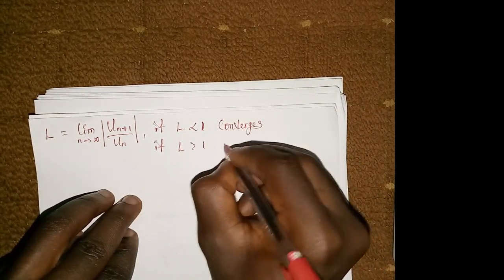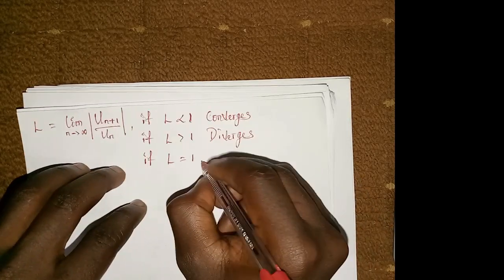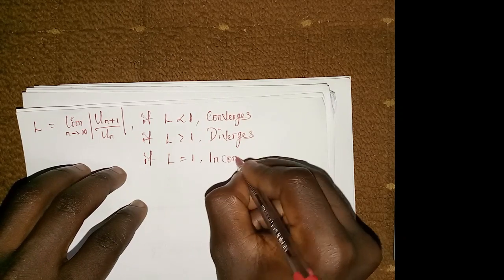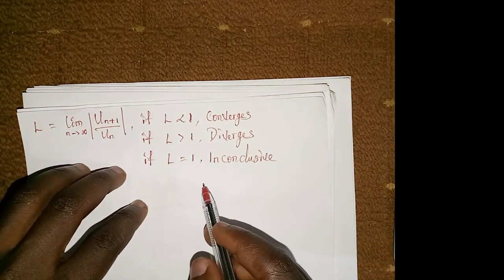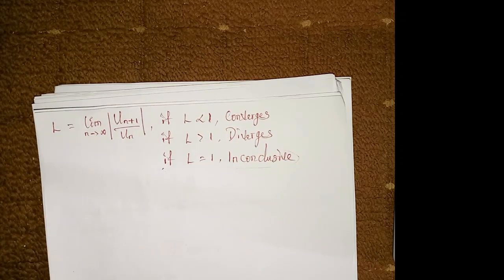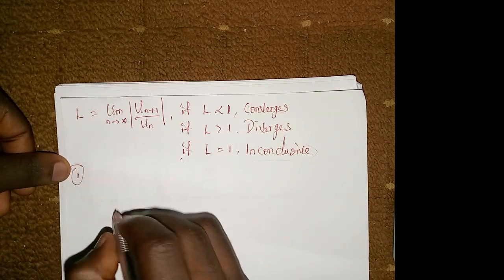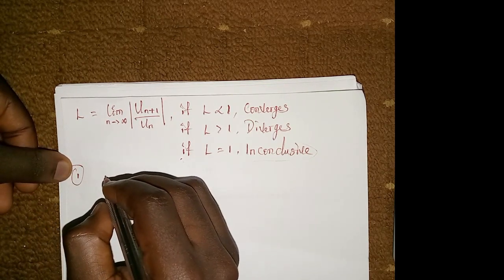If L is greater than 1, we say it diverges. And if L is equal to 1, we say that it's inconclusive. And then we move ahead by looking for the sum of the infinite series by comparison test or any other test that you have in mind. Now, we proceed by this example. We check the ratio test by using this example.